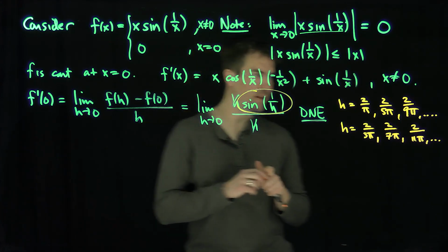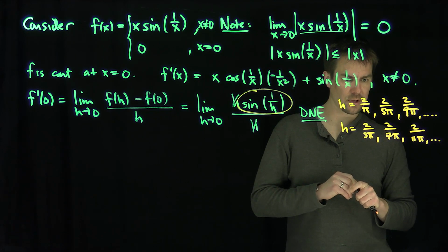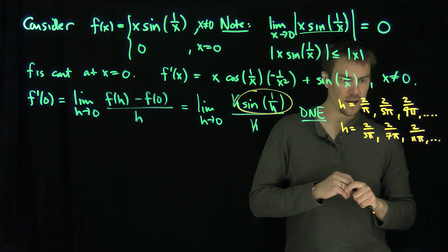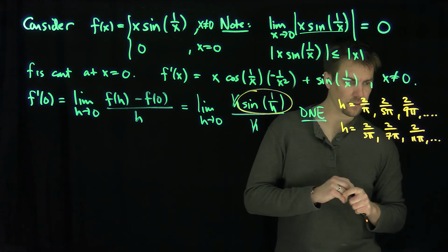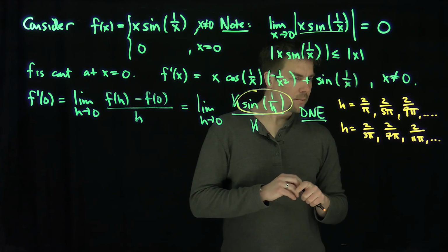So everything works out well over here. Let's make sure I have everything right. Yes, so I have to add 2 pi to that. Good. Okay, excellent.